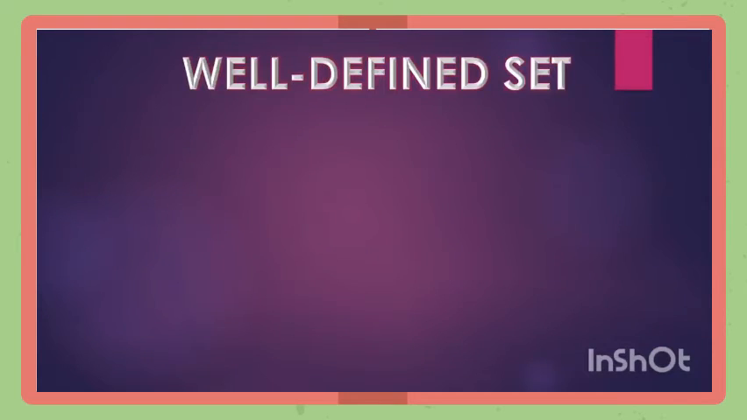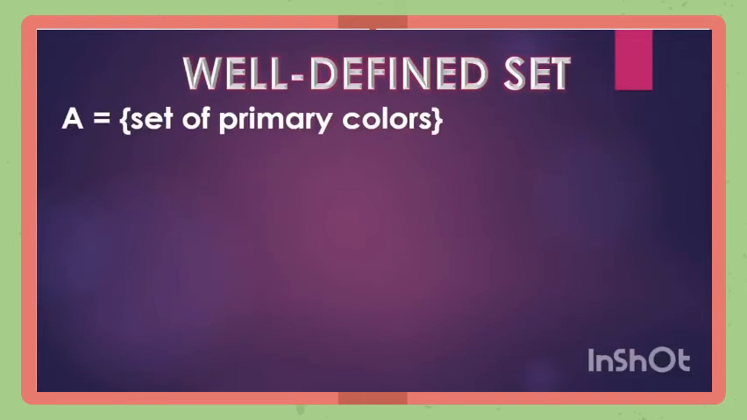Alright, let's talk about well-defined set. Paano ba natin malalamang well-defined or not well-defined? Example, I have here set A, the set of primary colors. Pag hiningi ba yung primary colors, maibibigay natin? Of course, we have red, blue, and yellow. So, therefore, this is considered a well-defined set. Set A is a well-defined set.